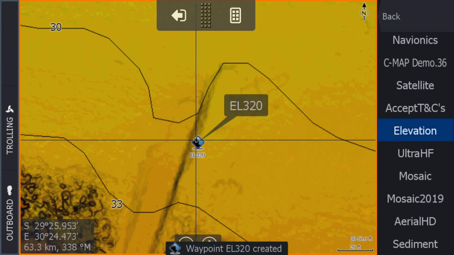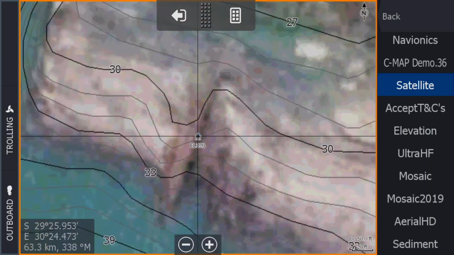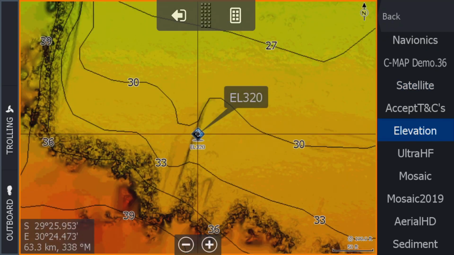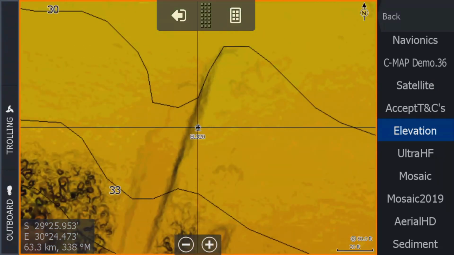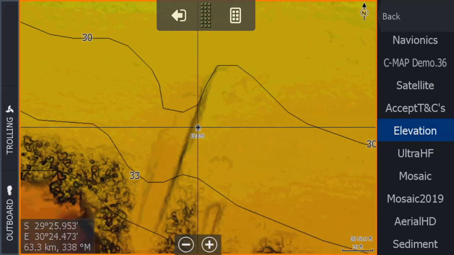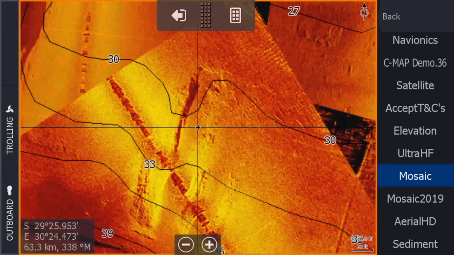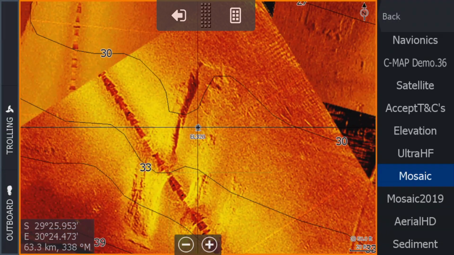Now you know, if you're on satellite for some other reason, and you see this EL 320, what does that mean? That means you need to go to your charts, go to the elevation chart, and that's your waypoint, and that was what you identified as your key structure. And so it applies to Ultra HF. Obviously that was too low there. The Mosaic, would you see it there? Yes, there we go, you can see it there. If that's better for you, you can use that, obviously.